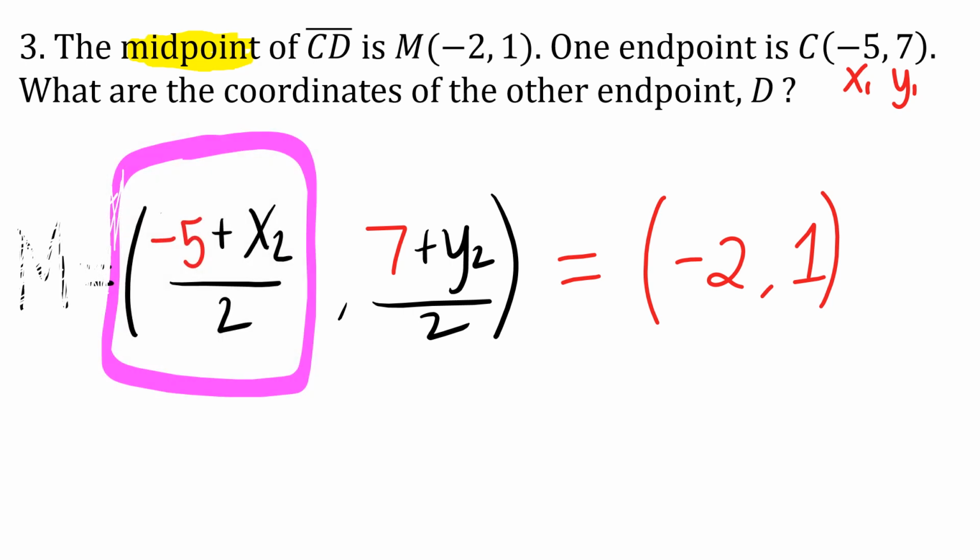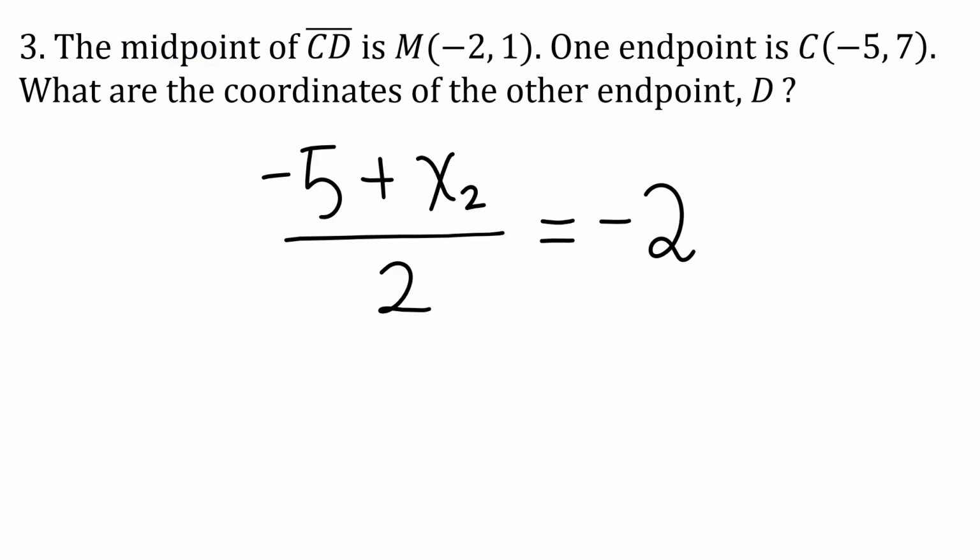So we've got the x coordinate of our midpoint equal to the x coordinate of our midpoint. Let's grab those two pieces and set them equal to each other. We've got negative 5 plus x2 over 2 equals negative 2. We've got to solve for x2, so we need to get x2 by itself. The first thing standing in our way is this 2 in the denominator, so let's get rid of that.